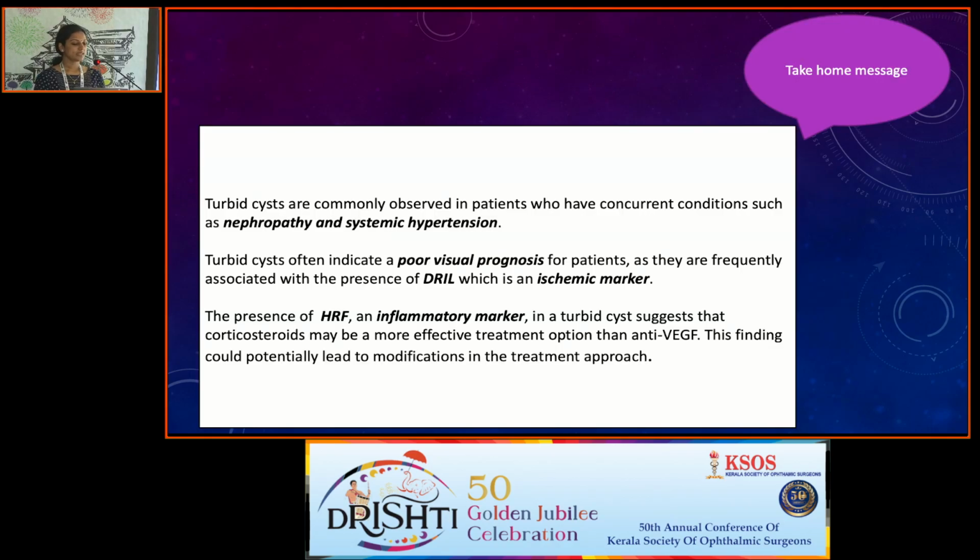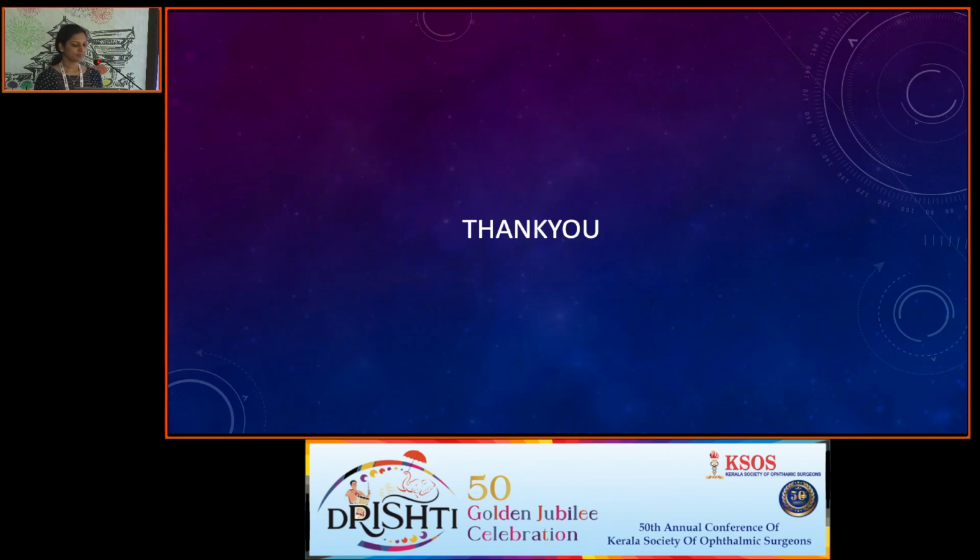Take-home message: turbid cysts are commonly observed in patients who have concurrent conditions such as nephropathy and systemic hypertension, and they often indicate a poor visual prognosis as they are frequently associated with the presence of disorganization of inner retinal layers, which is an ischemic marker. The presence of hyperreflective foci is an inflammatory marker, so corticosteroids may be a more effective treatment option than anti-VEGF, and this finding could potentially lead to modification in the treatment approach. These are my references. Thank you.